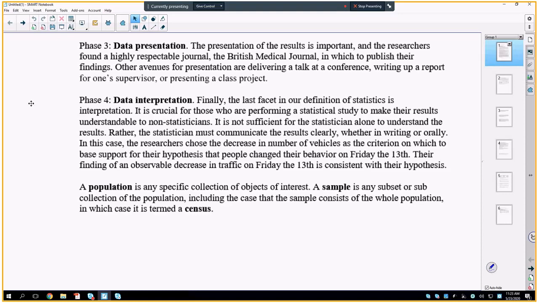So a sample is any subset or sub-collection of the whole collection, the population. And we can even include the population itself as a sample. So if you are studying the entire population, then your sample is the population itself, and that study will be called a census if you're studying the entire population.